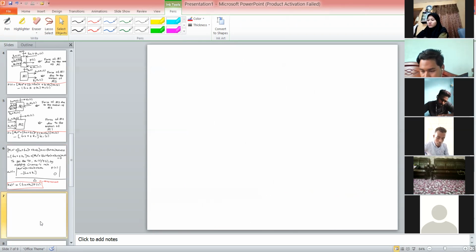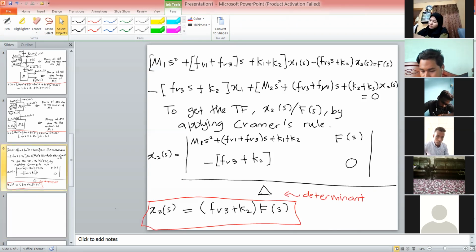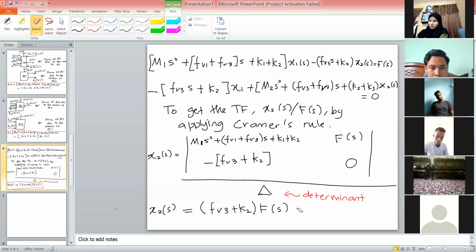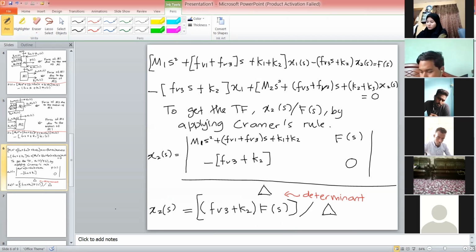Next, what do we miss here? Sorry, I missed something here. We missed the determinant, right? Because all of this equation is over the determinant. Okay, this one is over the determinant.